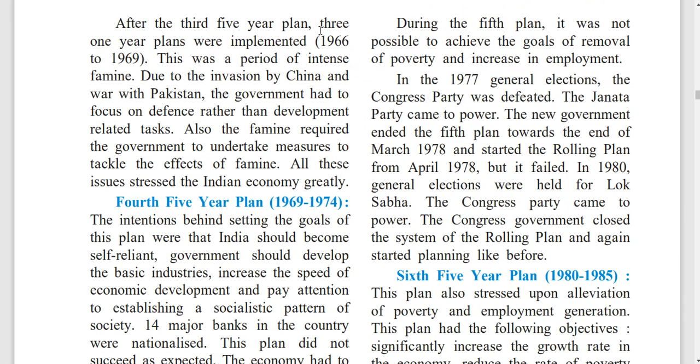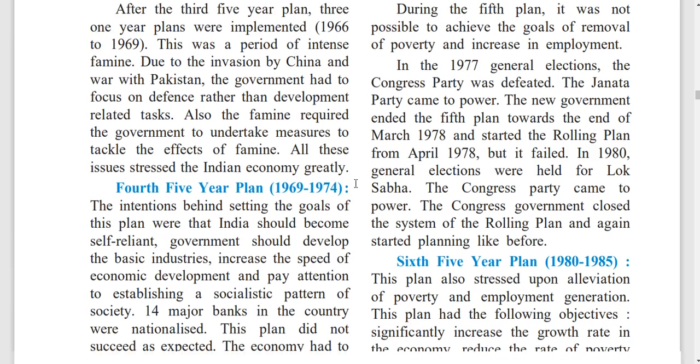After the third five year plan, three one year plans were implemented, 1966 to 1969. This was a period of intense famine due to the invasion by China and war with Pakistan. The government had to focus on defense rather than development related activities. Also, the famine required the government to undertake measures to tackle the effects of famine. All these issues stressed the Indian economy greatly.